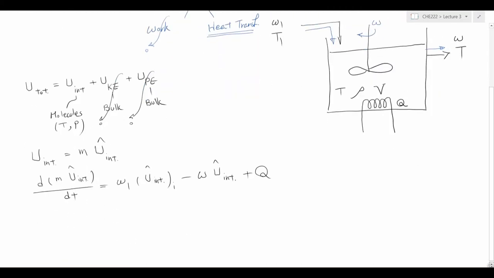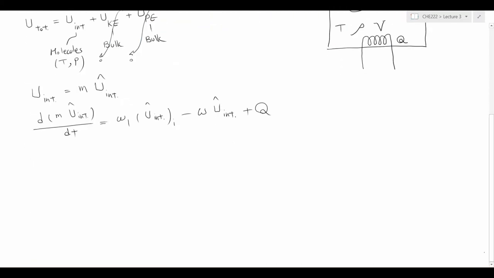So now I just remind you of our assumptions that this system is in a steady state condition in terms of flow rate. So W1 is actually equal to W, and also I can take this term out of the derivative and replace it by rho V.